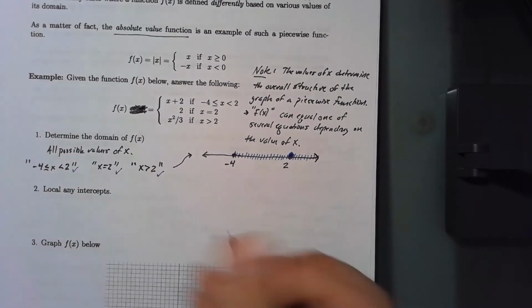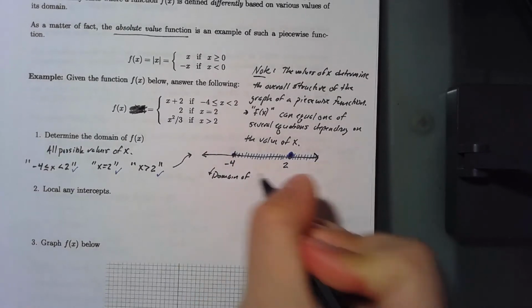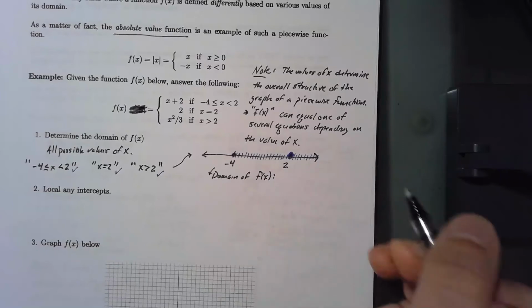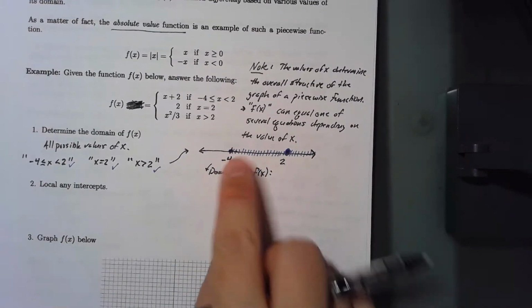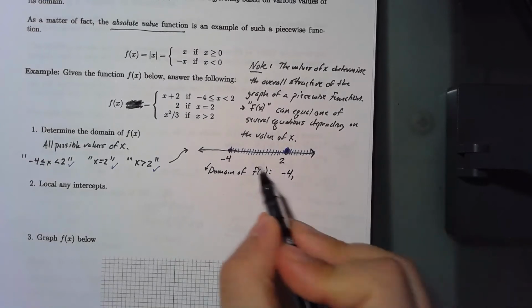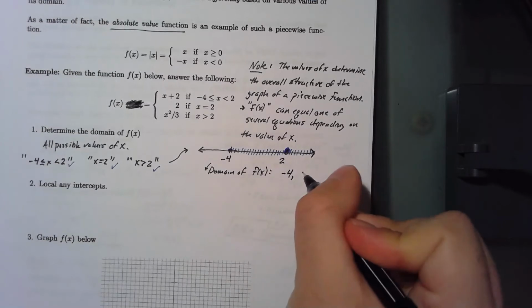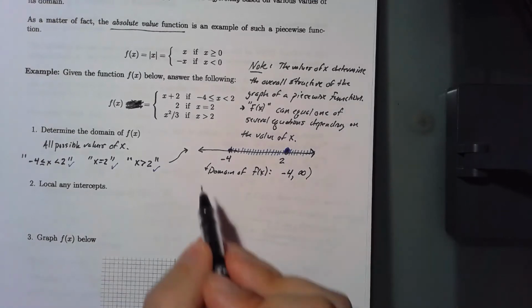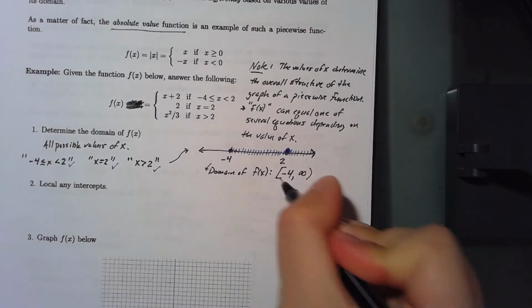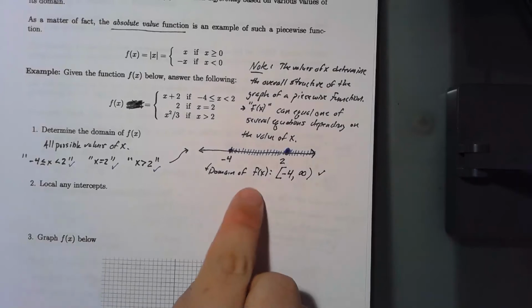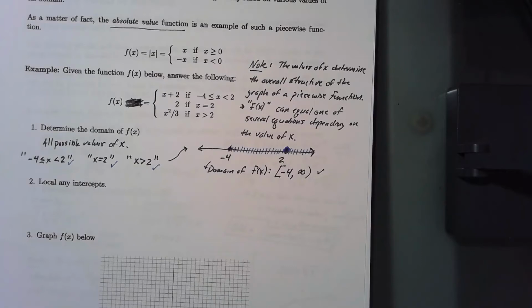So what's the domain of f of x, my piecewise function? It's this sketch, which is from -4 up to, and it goes all the way out to infinity. Infinity is always open, and -4 was included, so it's a bracket there. And that's it. My domain altogether is from -4 to infinity of my piecewise function.